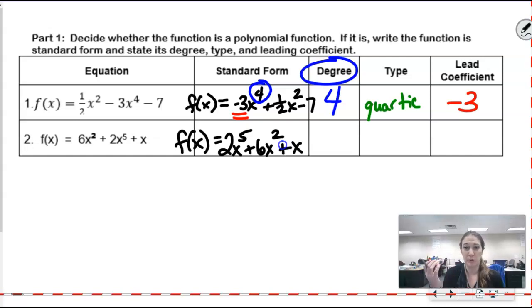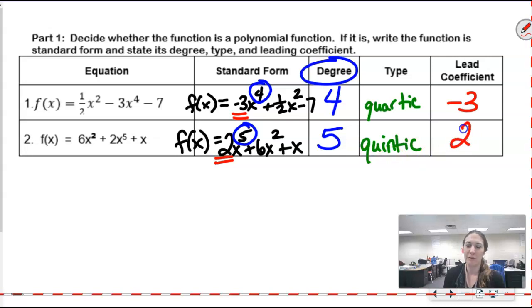There's no fourth degree, no third degree, no constant, no second... there is a second degree, but it doesn't matter. The highest exponent that I see in this problem is a 5. And if I go back to that chart, the name for a fifth degree is quintic. Oops, I can't spell, but that's not new. And then my leading coefficient is the number that's in front of my first term when written in standard form. So in this case, it's a positive 2.